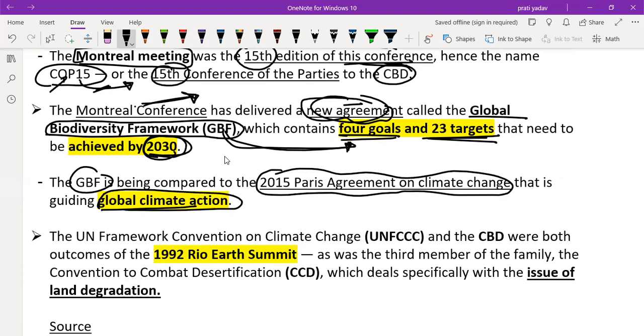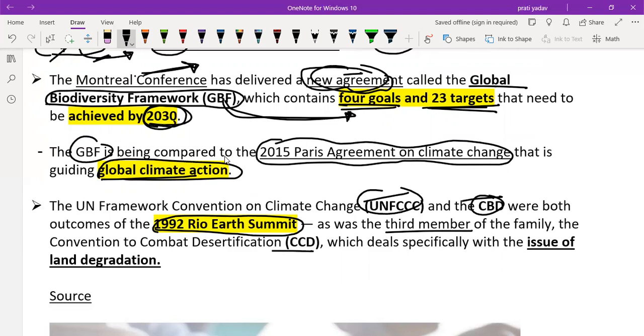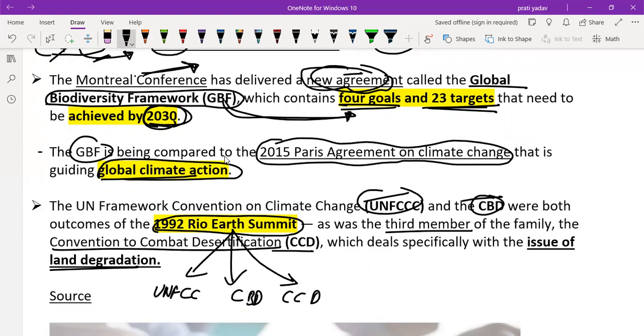The UN Framework Convention on Climate Change, UNFCCC, and the CBD were both outcomes of the 1992 Rio Earth Summit. Remember, UNFCCC and CBD are outcomes of the Rio Earth Summit, and the third member of the family is the Convention on Combating Desertification, which deals especially with the issue of land degradation. So the three important conventions that came from the 1992 Earth Summit are UNFCCC, CBD, and CCD. The Convention on Combating Desertification is the third member of the family of 1992.